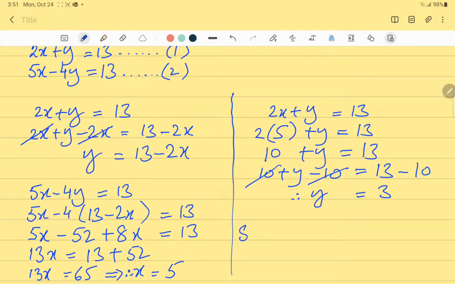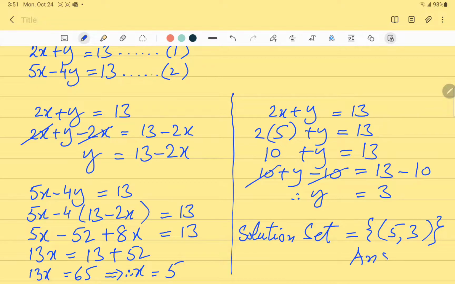So our solution set in this case is (5, 3), which is the answer of this question as well.